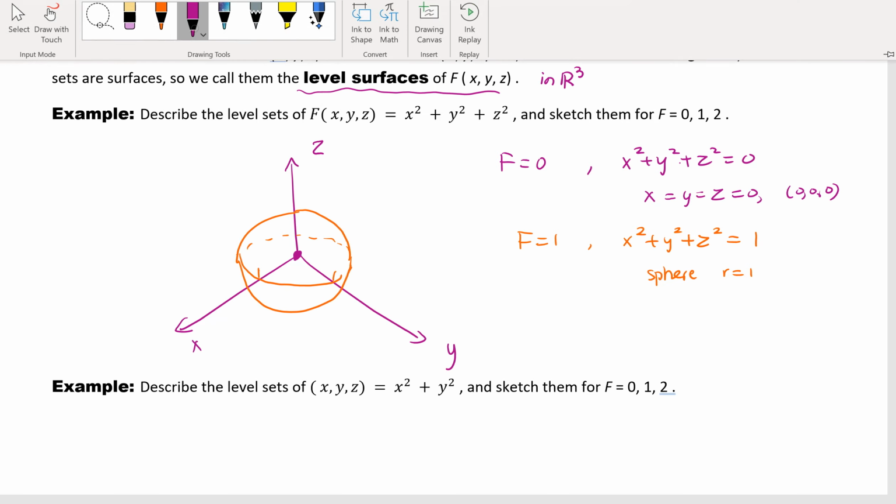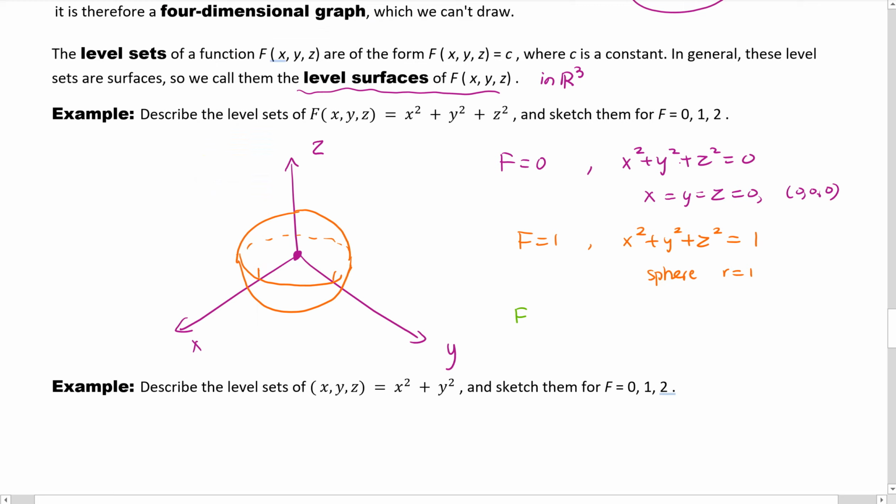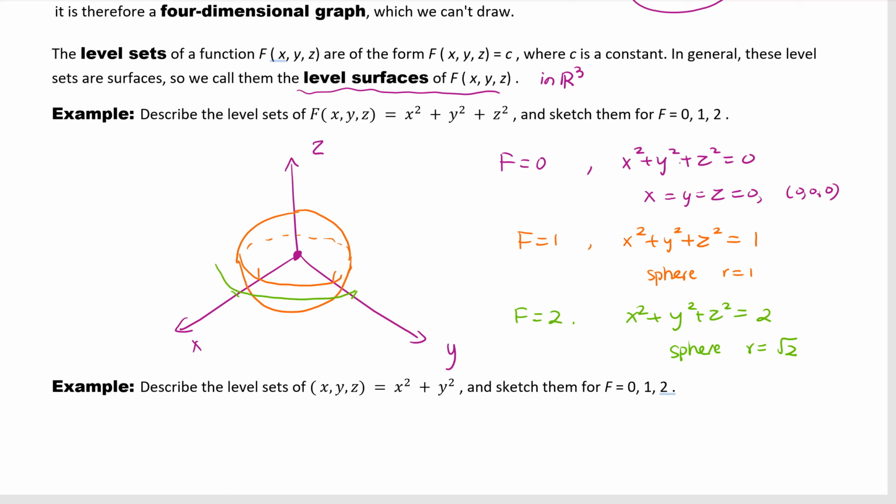And what happens if f equals 2? Then we have x squared plus y squared plus z squared equals 2. Well, this is the sphere with radius square root of 2. Square root of 2 is 1.414, so a little bit bigger than 1. So when we draw it, you can see it's a bigger sphere. Can you imagine, everybody? I'm sure you can draw a better picture than I do. Okay, let's continue.